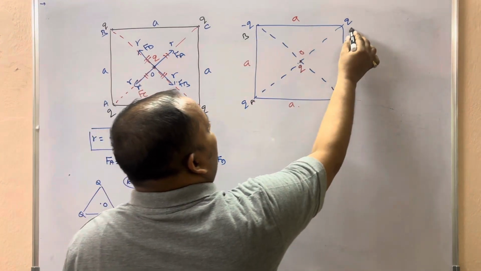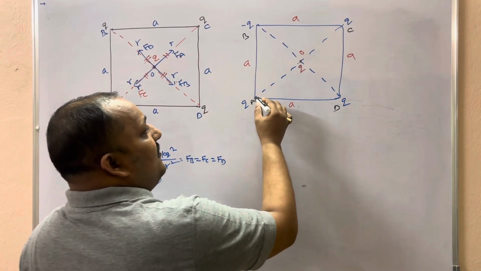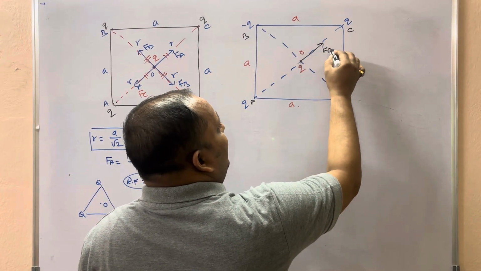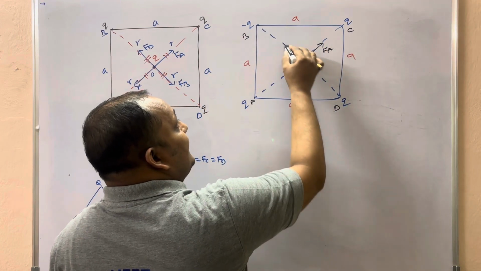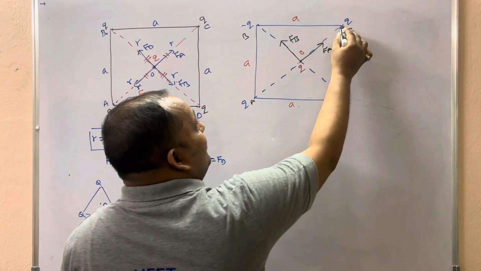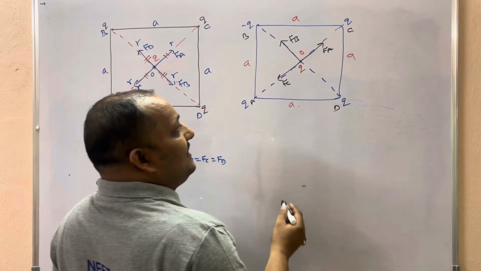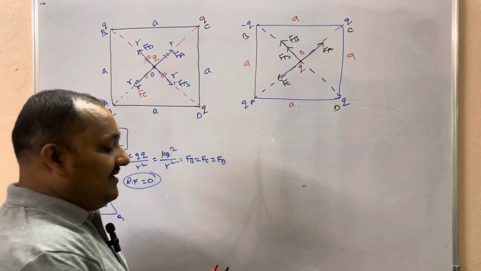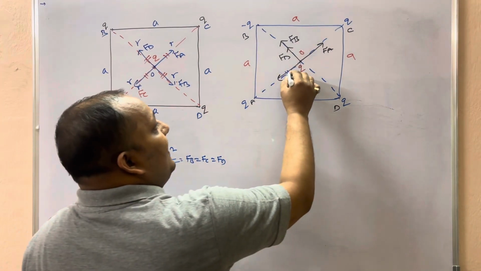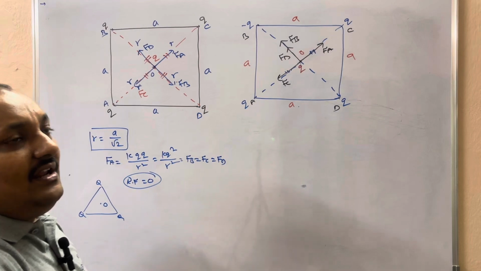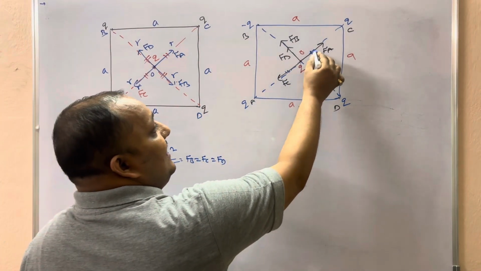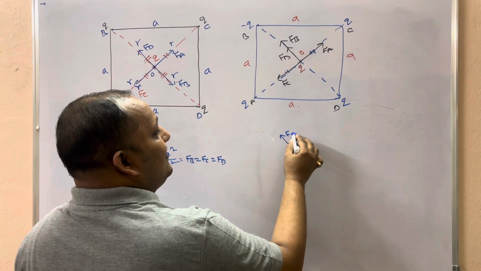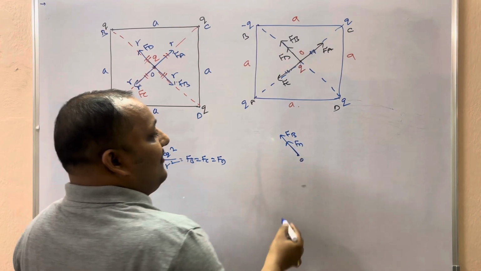A, B, C, D. Force due to A, this is repulsive, FA. Force due to B, but this is attractive, FB. Force due to C, this is repulsive, FC. Force due to D, this is also repulsive, therefore FD. Now see which are equal here. FA and FC are equal and opposite, therefore FA and FC will be cancelled. Now at O, two forces will be remaining, FB and FD.